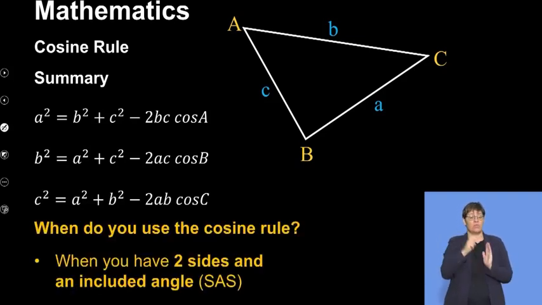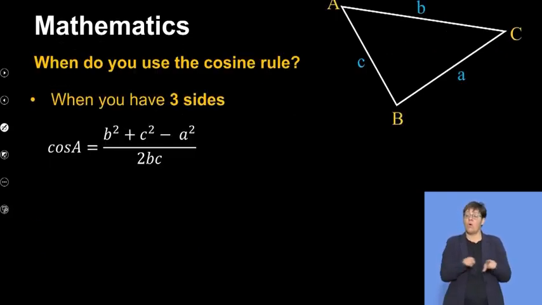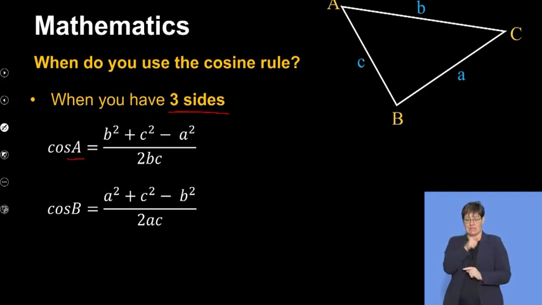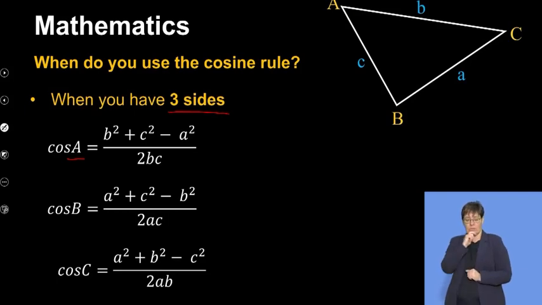Okay, and when do we use the cosine rule? When we have our V pattern, when we have a side, an angle, and a side. When we're given a side, an angle, and an included side. Okay, we can also use the cosine rule when we have three sides. All we do then is we just manipulate the formula a little bit in order to find the angle that we want. So if we're finding A, then this is the version that we'll use. If we need to find angle B, then that's the version that we use. And if we need to find angle C, then this is the version that we're going to use.